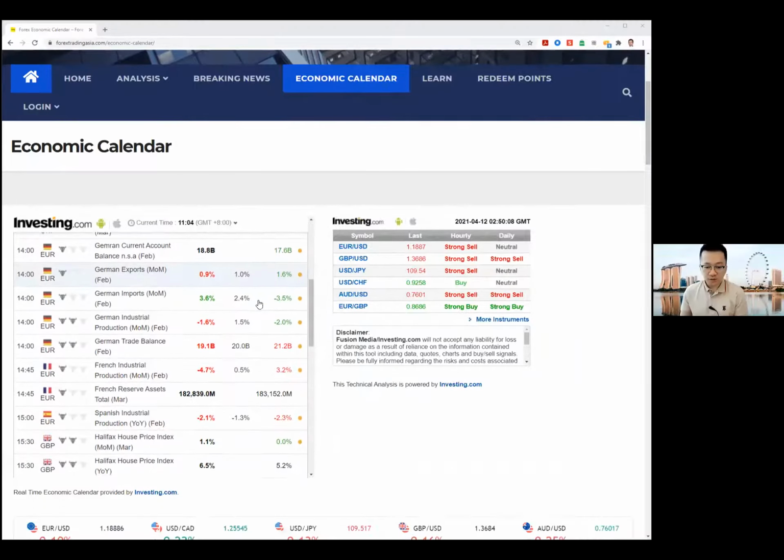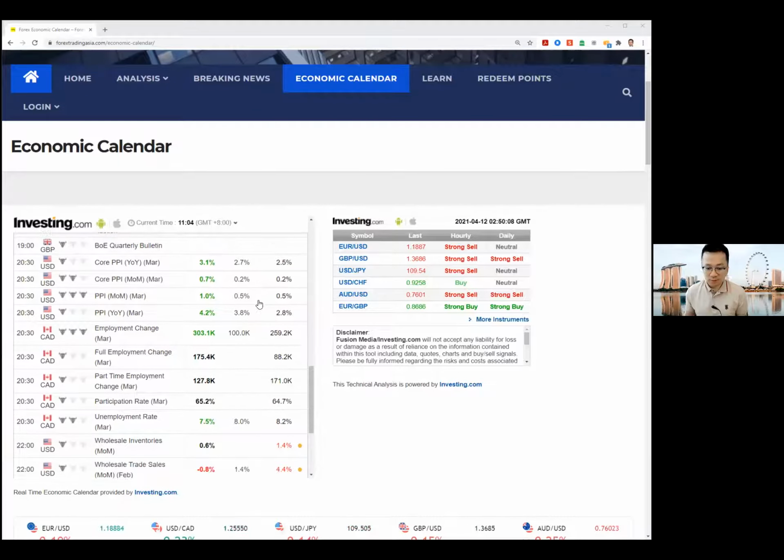So just bringing it up. On Friday last week, we had the Canadian employment numbers, previous 259K, expected 100K, came out at 303K. So it was a very good employment change number for the Canadians. And also the unemployment rate, previously 8.2%, expected 8%, came out at 7.5%. So this actually took the market by a bit of a surprise, right?